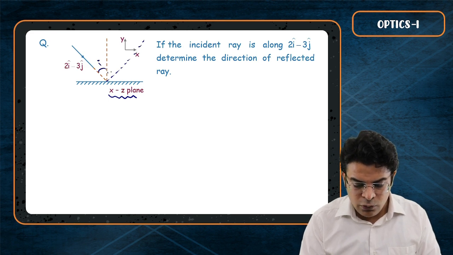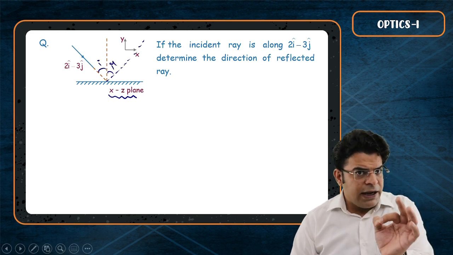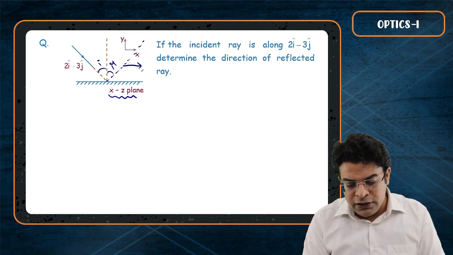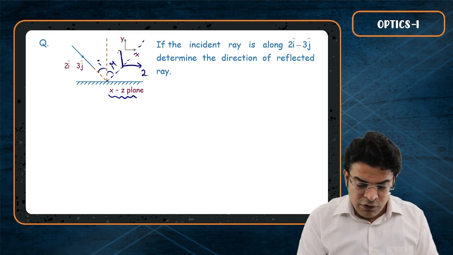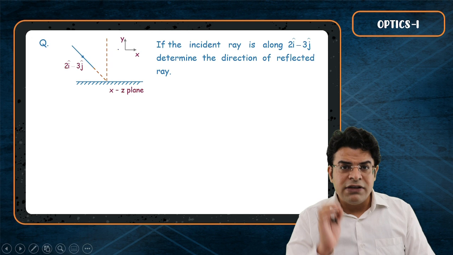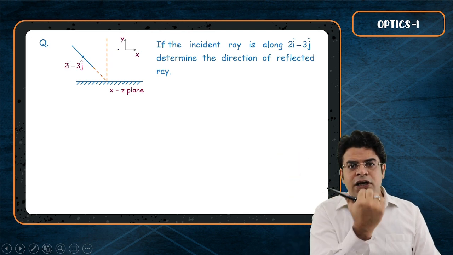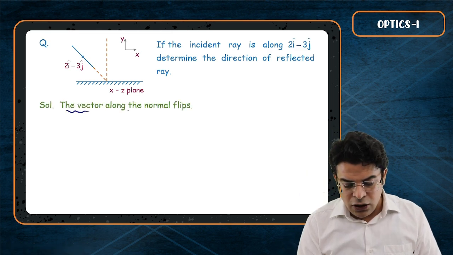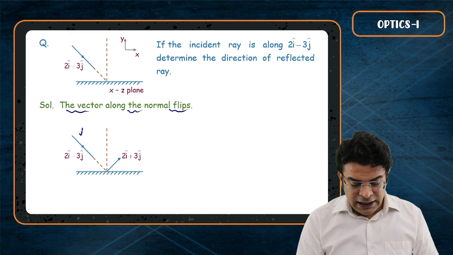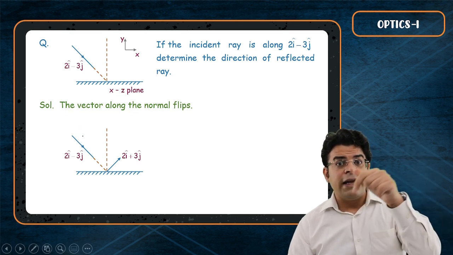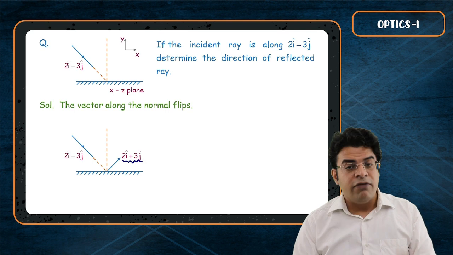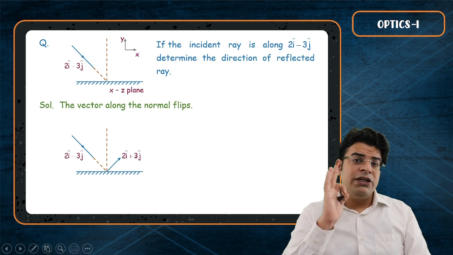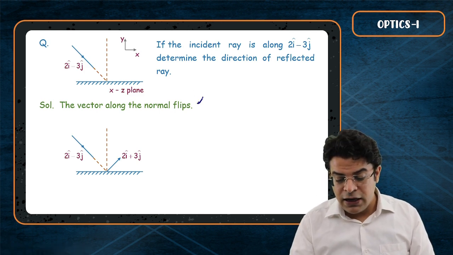These two angles will be equal. The reflected ray will get its component along the normal flipped. So this component will remain the same, 2, and this component will flip and you will get upward 3. So the reflected ray has to be along the vector 2i cap plus 3j cap. That's how easy it is. The vector along the normal flips. So if the incident ray is along the vector 2i cap minus 3j cap, the reflected ray will be along the vector 2i cap plus 3j cap. This example was taken to make you understand that the vector along the normal flips.